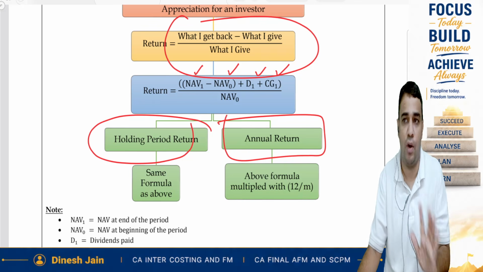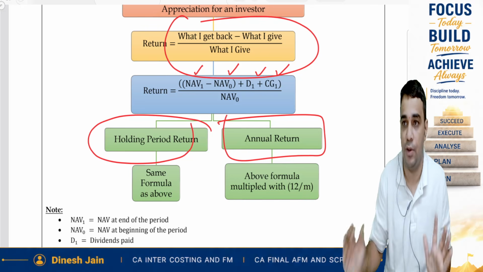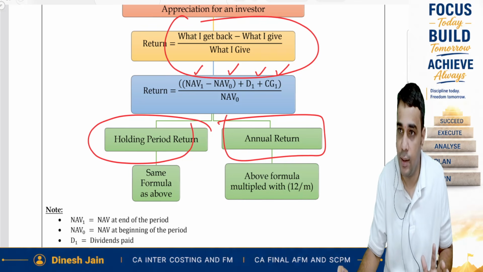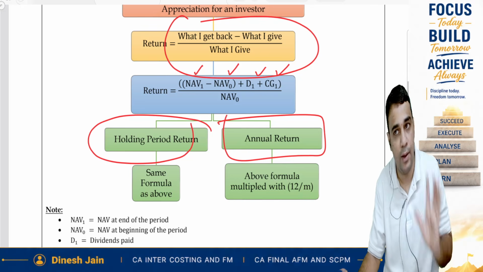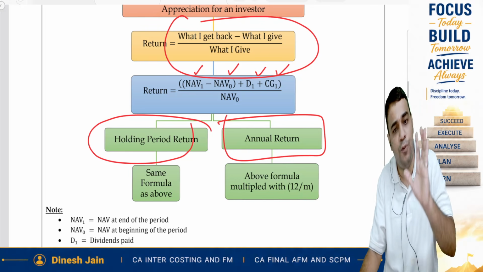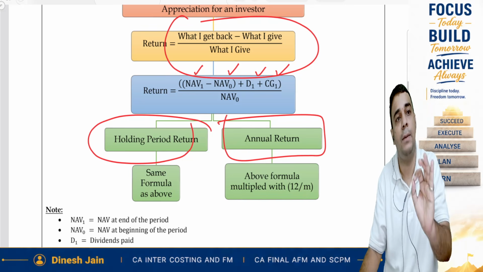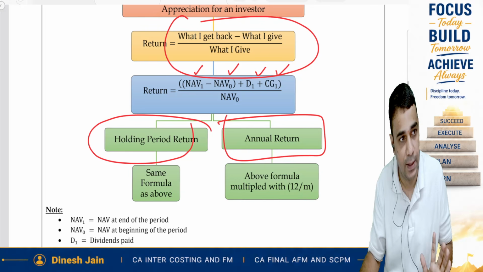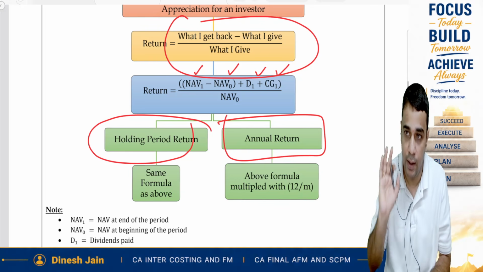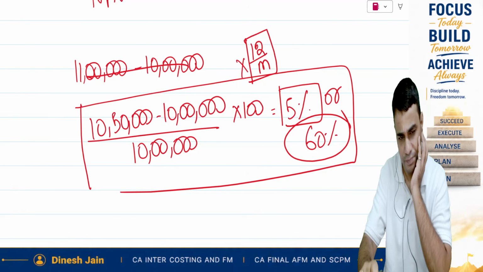In exam problem solving, the institute can ask either of it. They may ask you holding period return, they may ask you annual return. For annual return, just multiply with 12 by m. Any doubts in this? Clear? Understood? Okay.